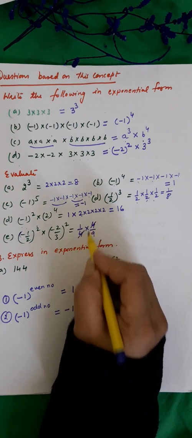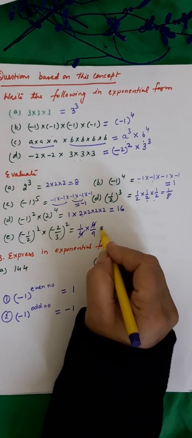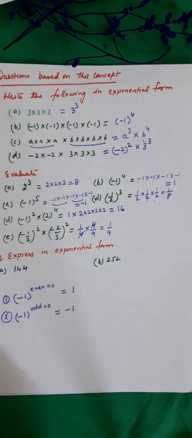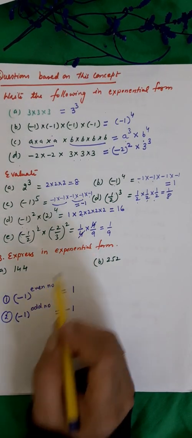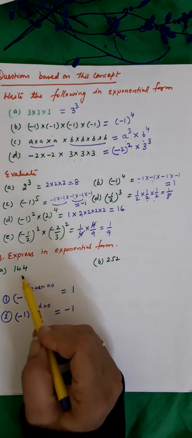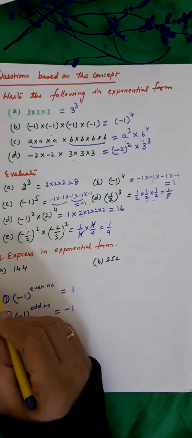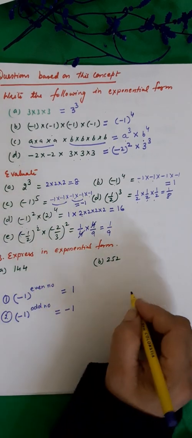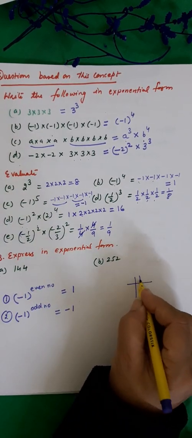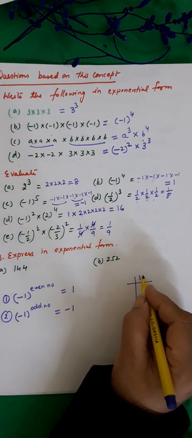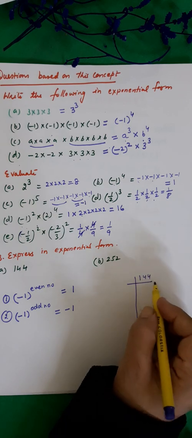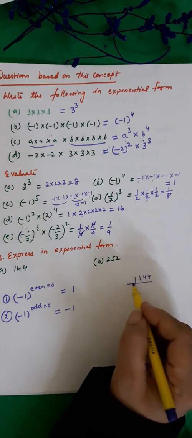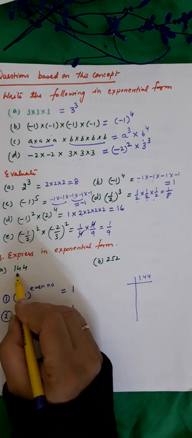Now this 4 and 4 will cancel, and I will have 1 upon 9 as the answer. Then I have these numbers, express them in exponential form. Then what can I do? I can make use of my prime factorization, or I'll give you one more method which is very easy. So we can take first prime factorization for this.